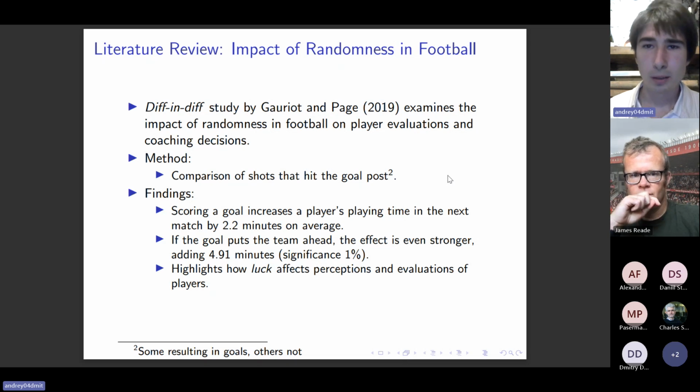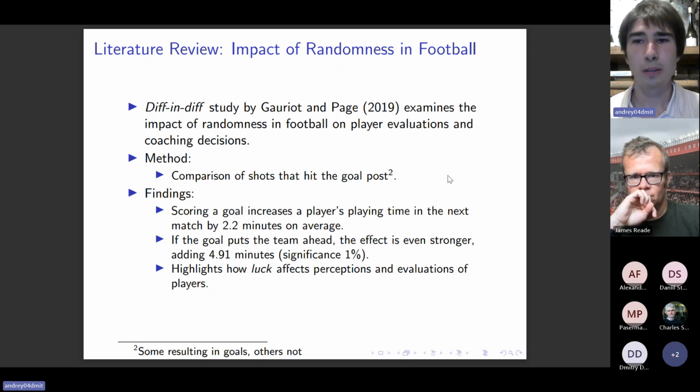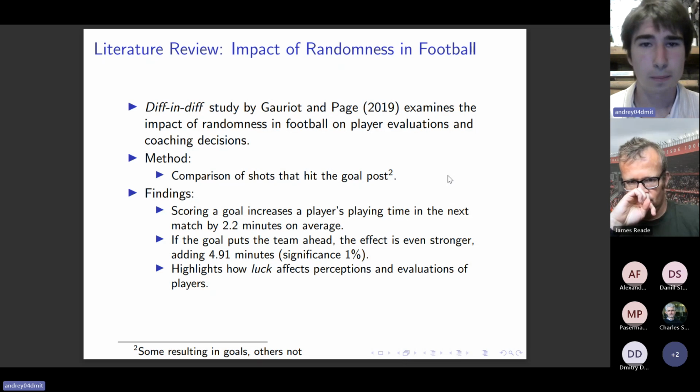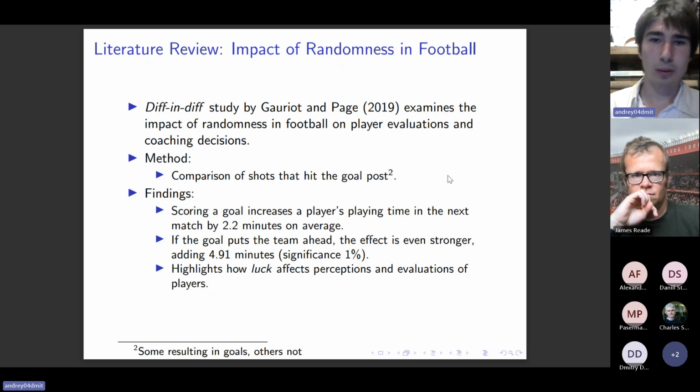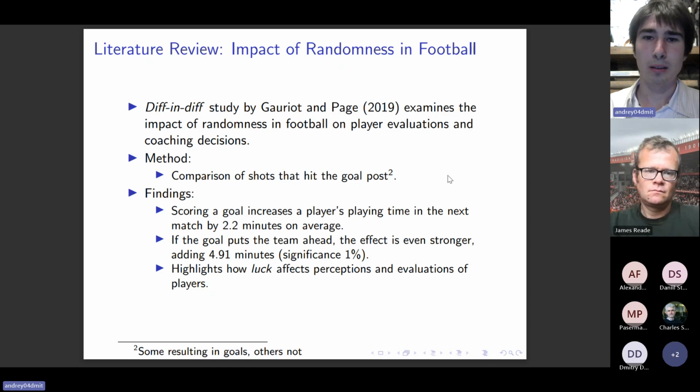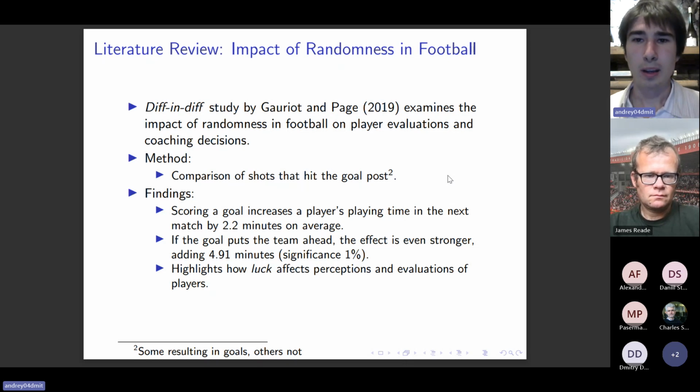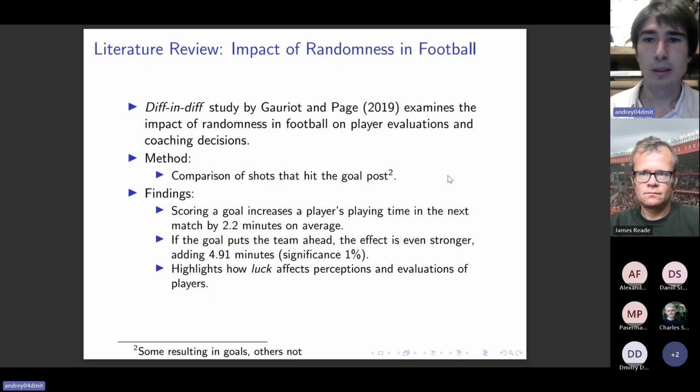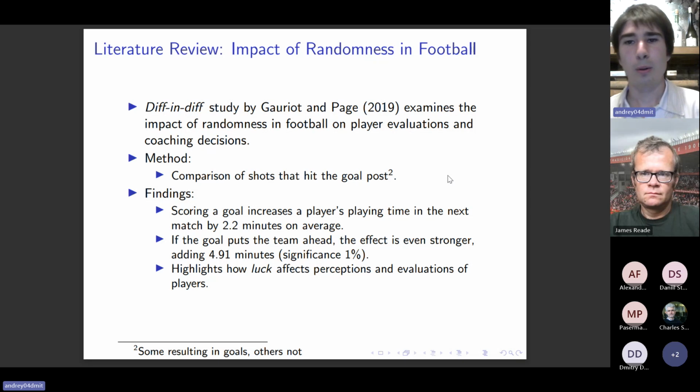Another study in which we're interested is a definitive study by Guerra and Page, which examines the impact of randomness in football on player evaluations and coaching decisions. What did they do? They took a subset of all the shots. All these shots hit the goalpost. Some of them resulted in goals, others not.